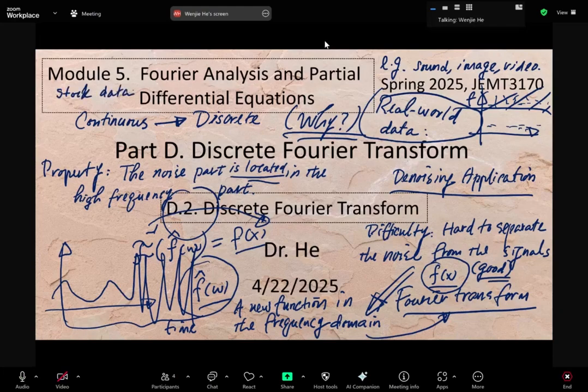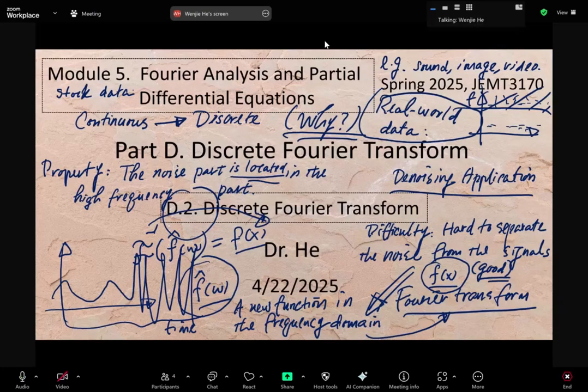A lot of other data, satellite data, the data in the real world. Then, if you examine the data, what's the format of the data in those examples? What's the format?